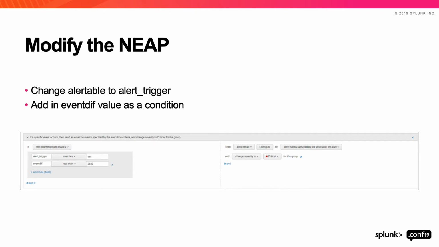So, once we've got this, the next step is super simple. The only thing you have to do is go back to that original NEAP and change alertable to alert trigger. That's it. That's all you really have to do.